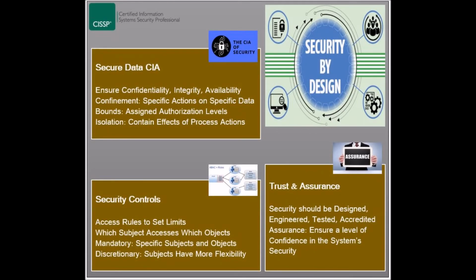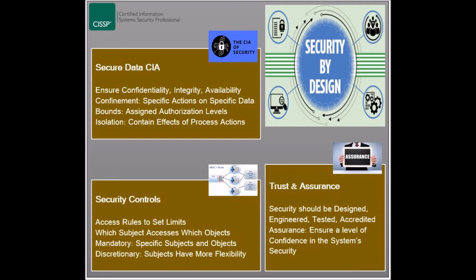The last security principle to be discussed is trust and assurance. To ensure that a system is secured, security should be integrated into the design, and it should be engineered, tested, evaluated, and accredited. Systems are considered to be trusted when all their security mechanisms and controls are functional, and a stable environment has been ensured to protect sensitive data.